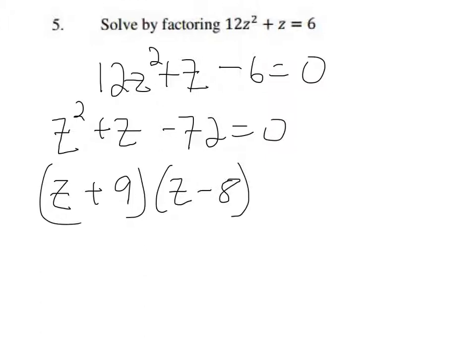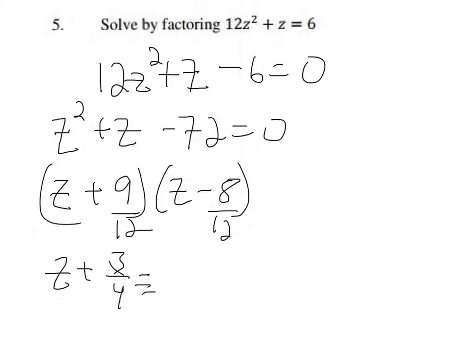And when I FOIL these out, I do get positive 9. Then I'm going to divide by the 12. And then I want to simplify these. I want to reduce that fraction. So that's 3/4. And I'm looking for when is this equal to 0?